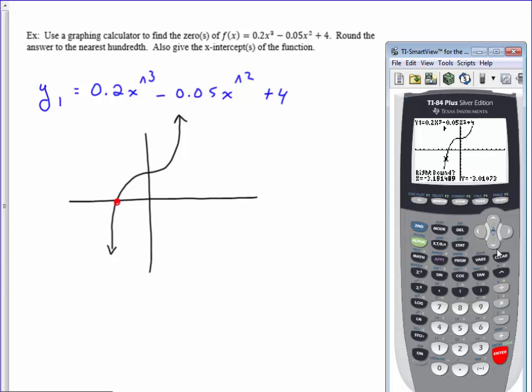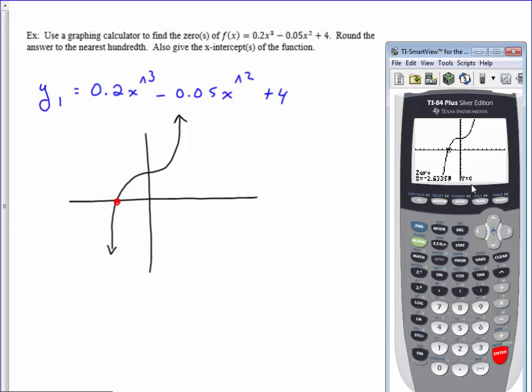Press enter. And then when it asks for a right bound, here's the zero, they want us to be to the right of that zero. So now arrow right, make sure you go across it. Don't go too far off over here, but just make sure you're above it in this case and to the right. Press enter. And then when it asks for a guess, simply press enter. We don't have our answer until our calculator specifically says zero and then gives us the values here.